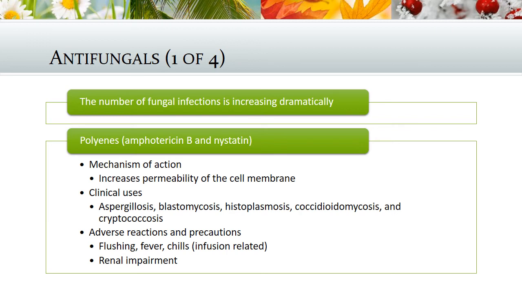The number of antifungals is increasing dramatically. Amphotericin B and nystatin work by increasing the permeability of the cell membrane. Clinical uses are in cases of Aspergillus infection, blastomycosis, histoplasmosis, coccidioidomycosis or valley fever, and cryptococcus. Adverse reactions and precautions include flushing, fever, and chills, which are related to the infusion, and renal impairment.